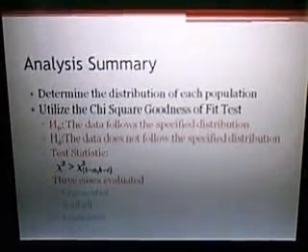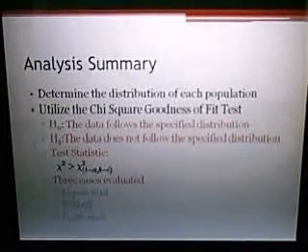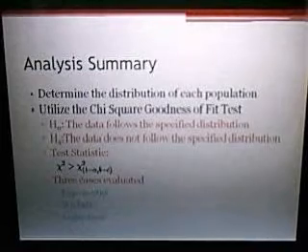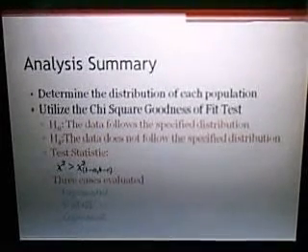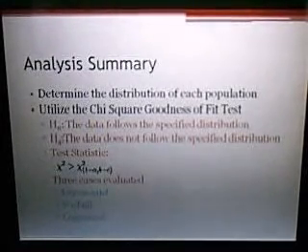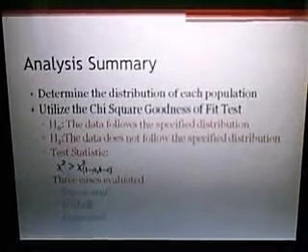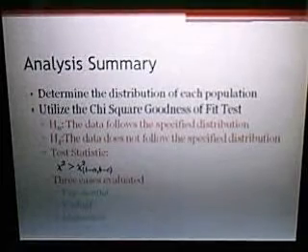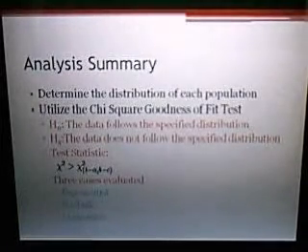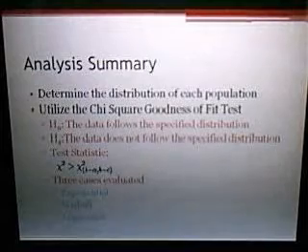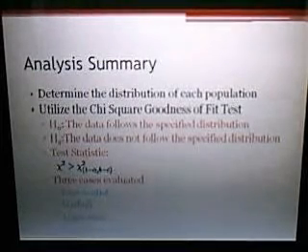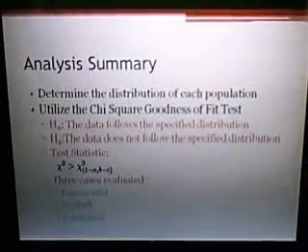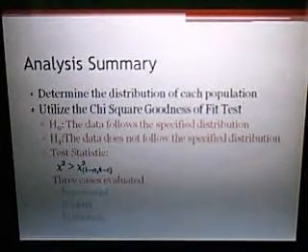Now we'll begin into our analysis summary. The first step of our analysis was to determine the distribution of each population. We attempted to do this by utilizing the chi-square goodness of fit test. Basically, we are investigating two different hypotheses. The null hypothesis is that the data follows the specified distribution. The alternative hypothesis is that the data does not follow the specified distribution.